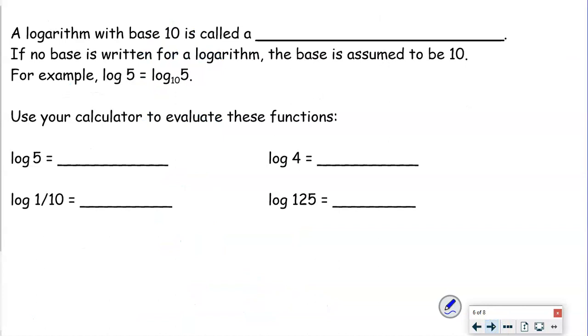All right, so now a logarithm with a base 10 is called a common logarithm. If no base is written for a logarithm, the base is assumed to be 10. So for example, log 5 is log base 10 of 5. So we're going to use our calculators to evaluate these functions.